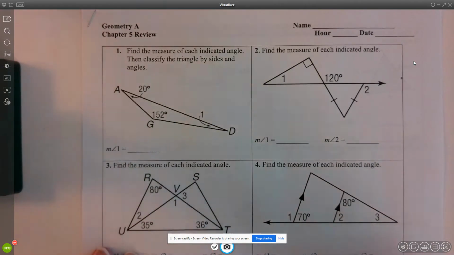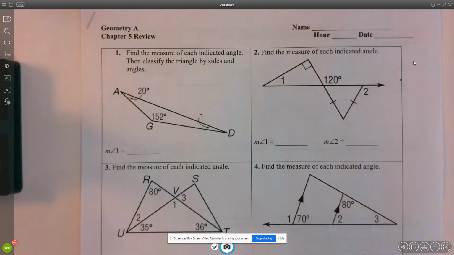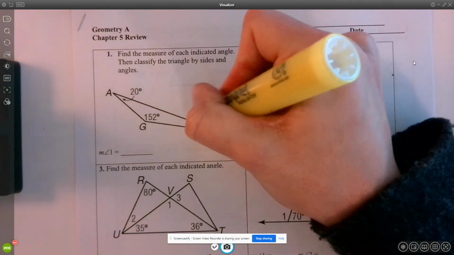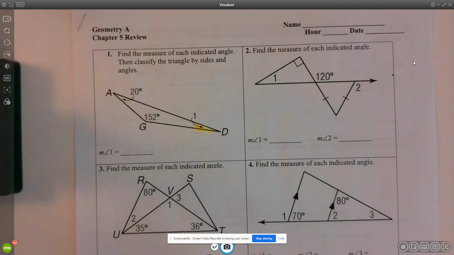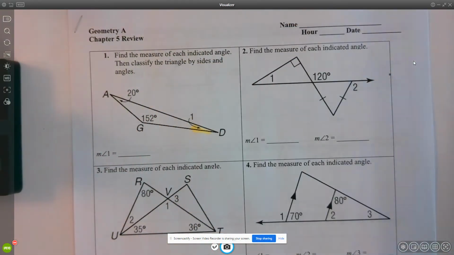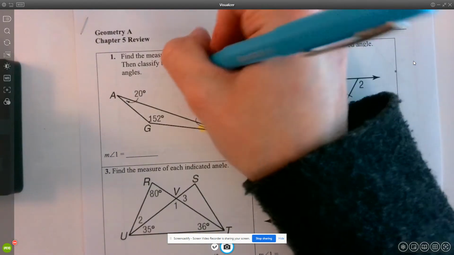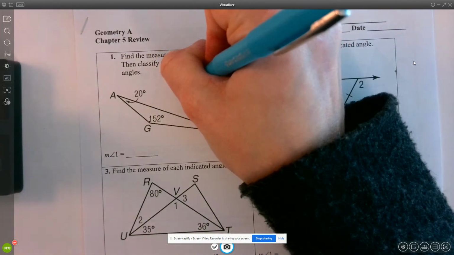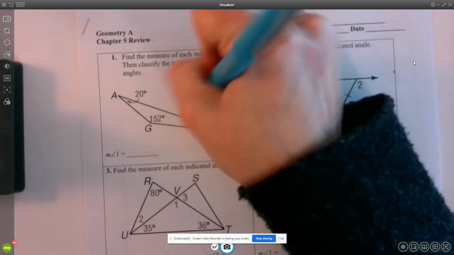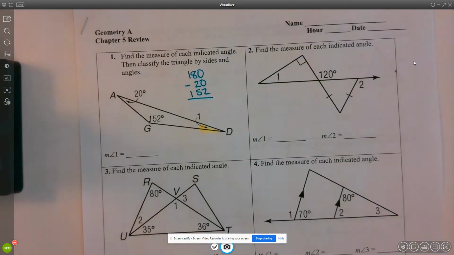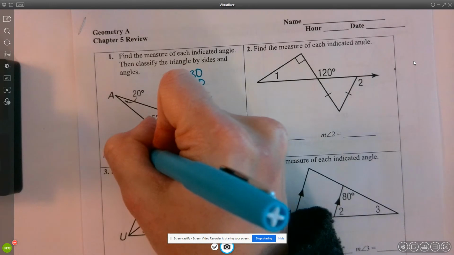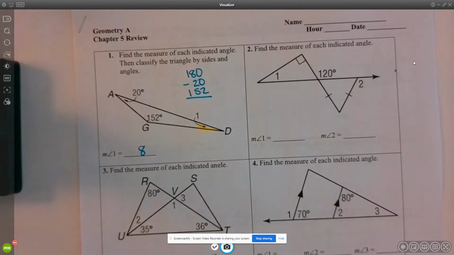So if I'm trying to find the measure of angle 1, I notice angle 1 is an interior angle. It is an angle inside the triangle. So I need to remember that all three interior angles of every triangle always add up to 180 degrees. So if I know these two angles, I can subtract them from 180 degrees to get my third missing angle. When I do that, I discover that the measure of angle 1 is 8 degrees.